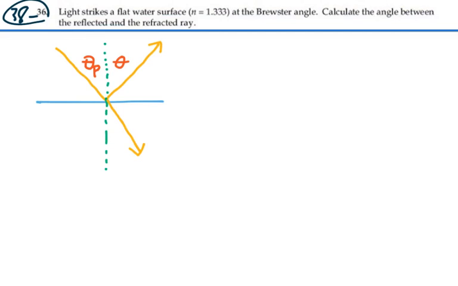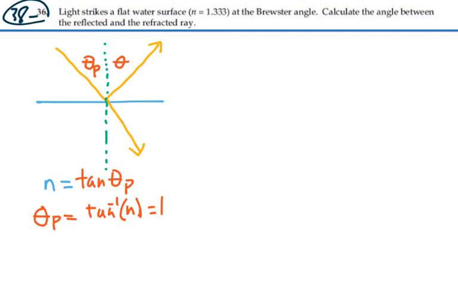So the index of refraction of the water should be equal to the tangent of the Brewster angle, theta p. So in other words, theta p is going to equal the inverse tangent of the index of refraction of water, which is going to be the inverse tangent of 1.333, and that is equal to 53.06 degrees. So that is our reflected angle.